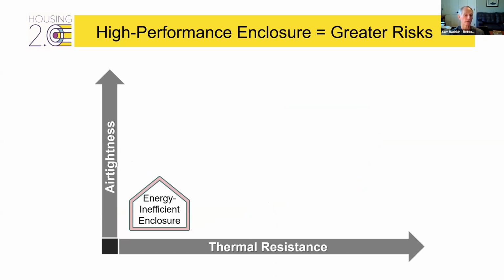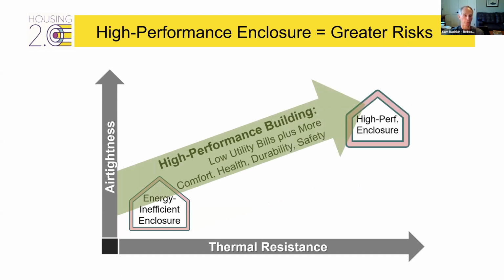And when we get to housing, it's the exact same thing. The difference here is on the horizontal axis, we'll talk about thermal resistance, and on the vertical axis, we'll talk about airtightness. And if you look at the homes built in the mid-70s, they were pretty energy inefficient. And of course, you want to go to high performance enclosures. They're lower bills, more comfort, more health, durability, safety. Of course, you want to do this.